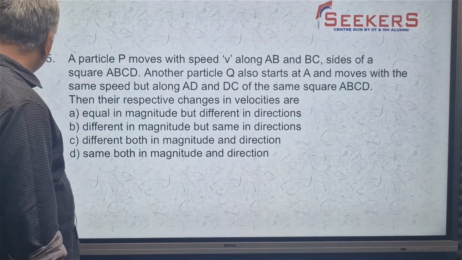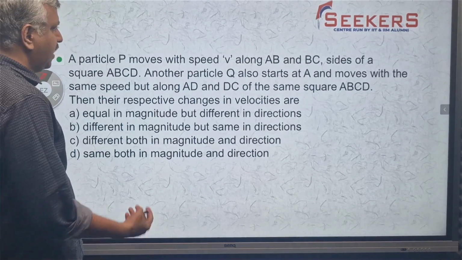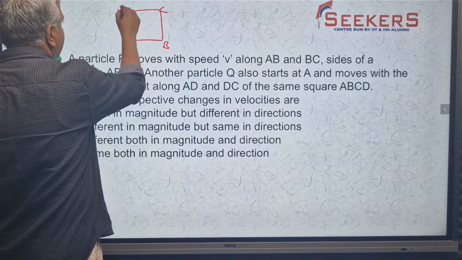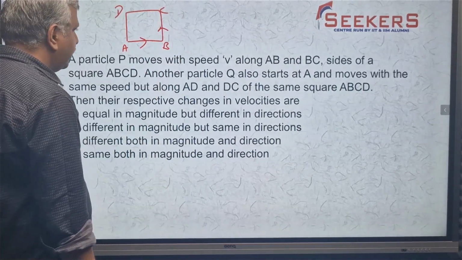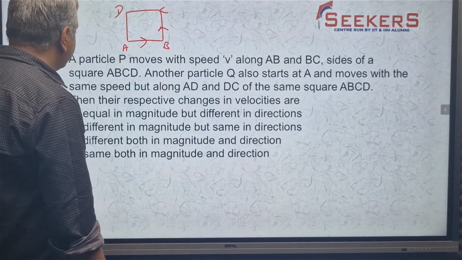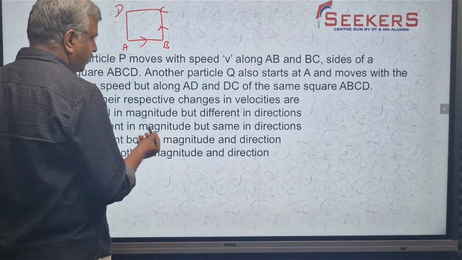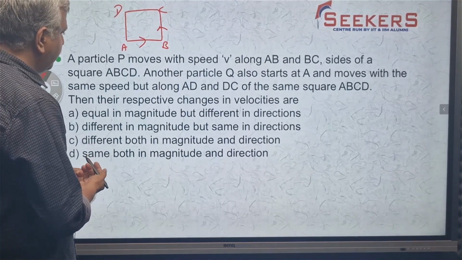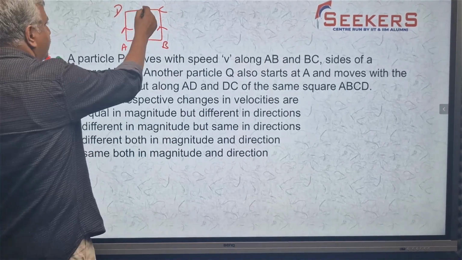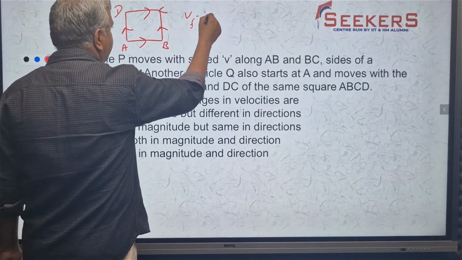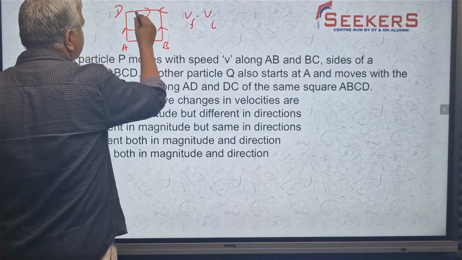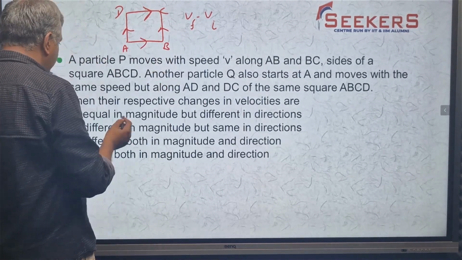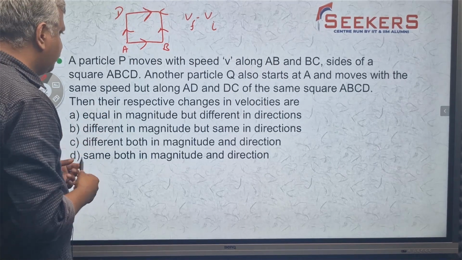A particle P moves with the speed along AB and BC sides of a square. So there is a square here, A, B, C, D, and the particle moves this way. Another particle Q also starts at A and moves with the same speed but along AD and DC. Then the respective changes in velocities are equal in magnitude but different in direction. Change in velocity is V final minus V initial. So V final is along i cap. V initial was along j cap.